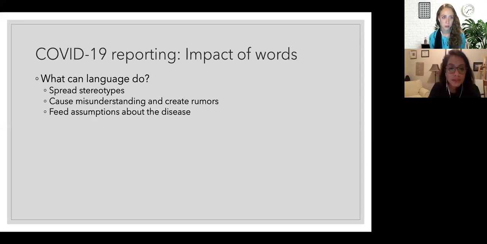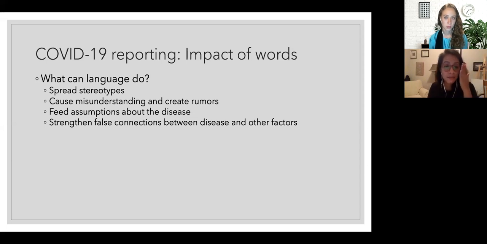And we want to make note that really technical language can cause a lot of confusion. And when people are confused, they become more afraid. And so that can feed assumptions about the disease that could be incorrect and could create harmful rumors, leading to an increase in stigma.